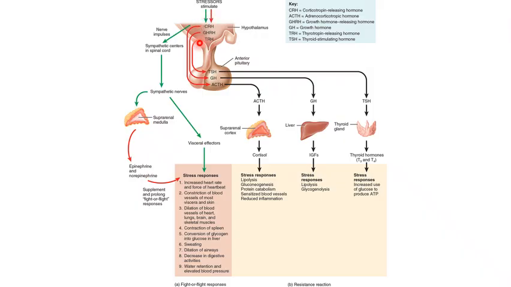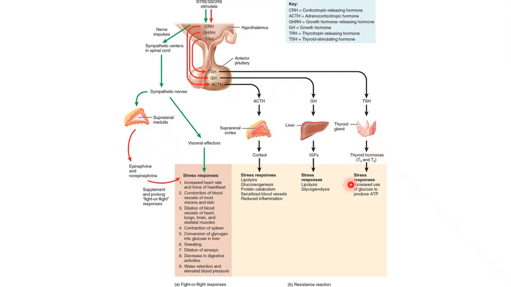And then that makes its way down to the anterior pituitary, which then makes the specific hormones released: ACTH, GH, and TSH. Each one of these three goes to a specific location. ACTH goes to the suprarenal cortex, GH to the liver, and TSH to the thyroid gland. And they all have a stress response correlated with what they produce.